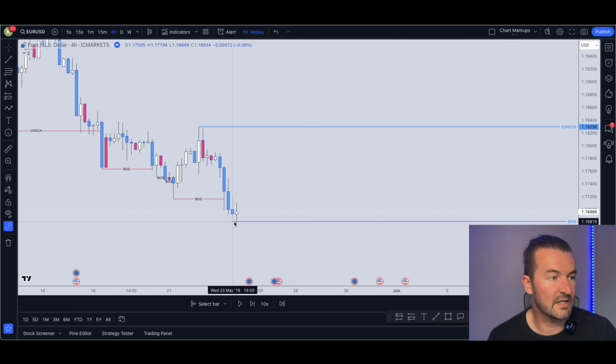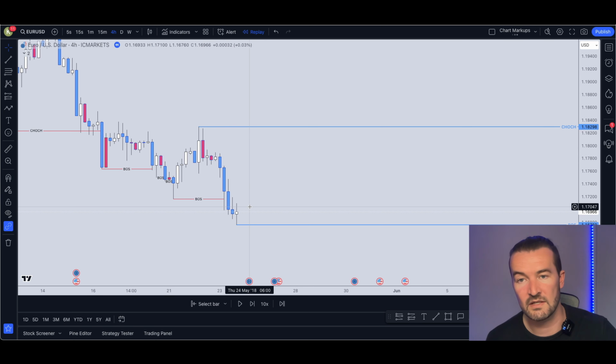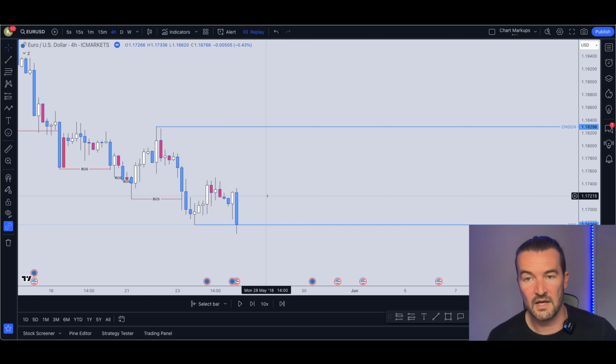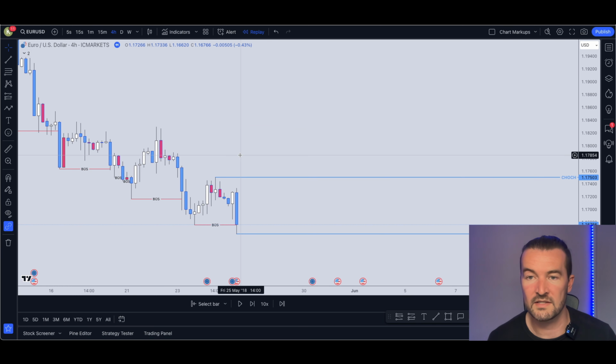So technically speaking, you can move BOS down, but you don't need to mark BOS up when you just get a continual break, okay? It's only when we're looking at a pullback, like so. So if we continue to break down, then we'll write BOS, but you don't need to tally every single one of these candles. And again, we have BOS. I hope that makes a little bit of sense.